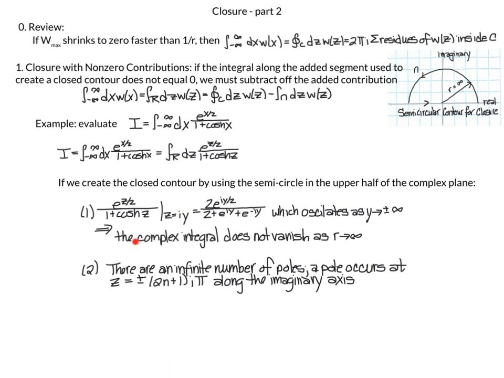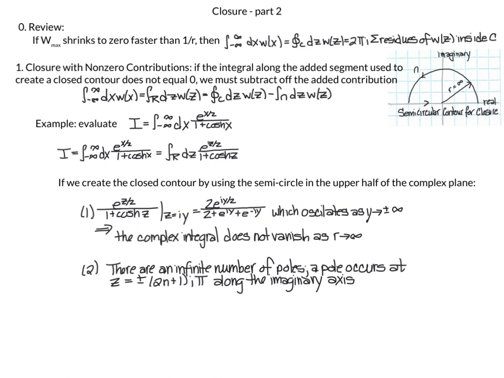The first is the complex integral does not vanish as r approaches infinity. In other words, we haven't met our condition over here at the top of our page that says that W max shrinks to 0 faster than 1 over r. So our integral over the semicircle is not going to equal 0. And the problem is that our function will be oscillating. It doesn't actually go to 0. And one thing to note, now that we're no longer in this chapter, your text actually doesn't use this condition so much as just showing the function will vanish to 0.